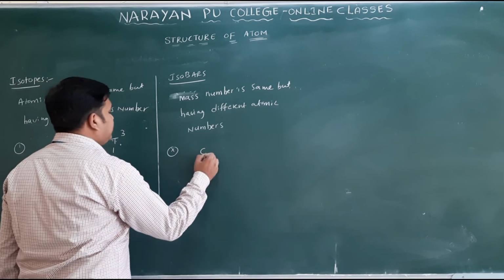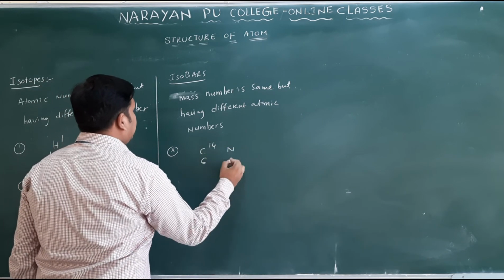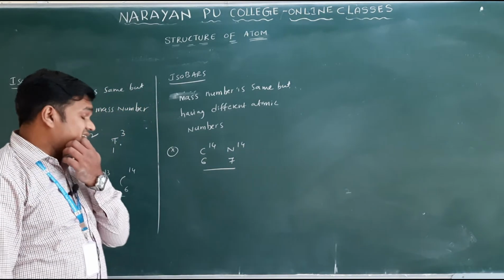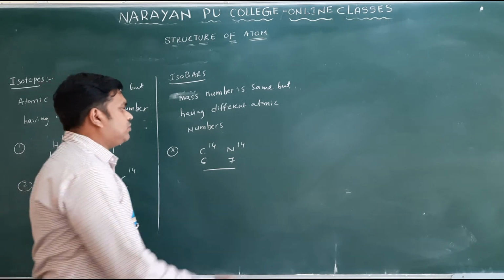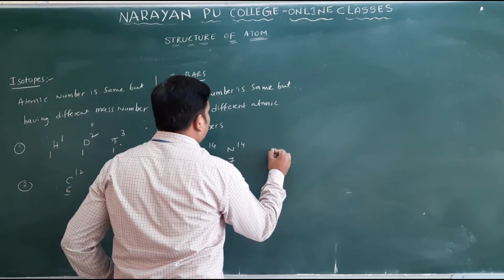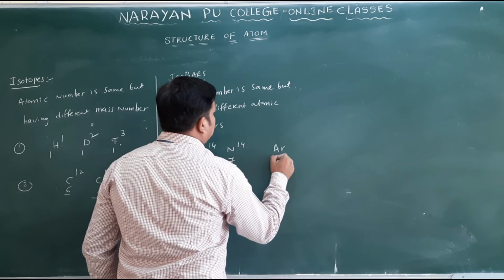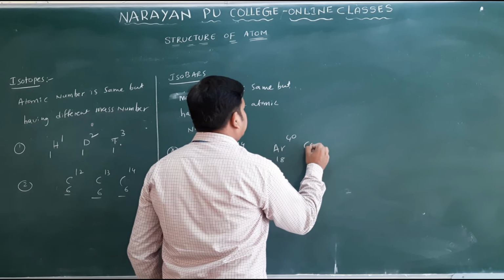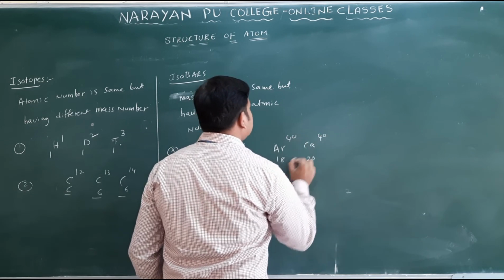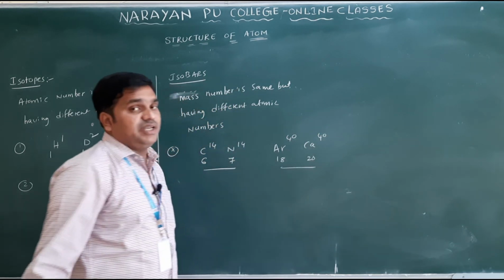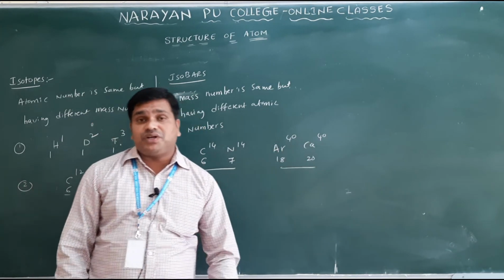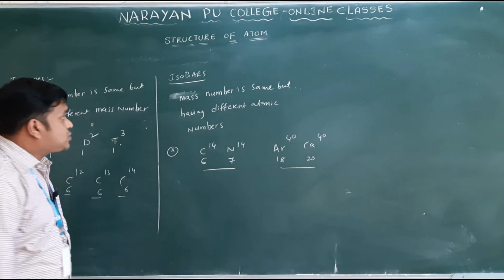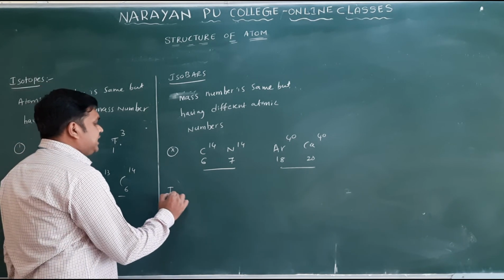You can take carbon 6, 14 and nitrogen 7, 14 only. You can see both have different atomic numbers but the same mass number only. We can take one more: argon 18, 40, and calcium 20, 40. This is one set of elements. Here the mass number is the same, but the atomic numbers are different. These are examples of isobars only.